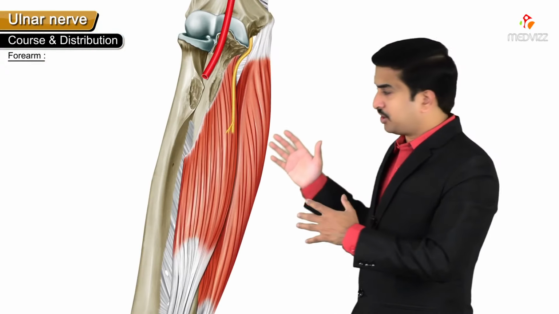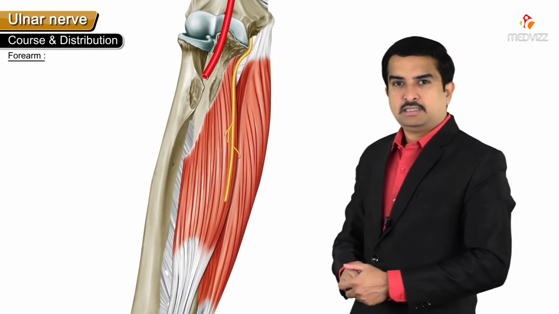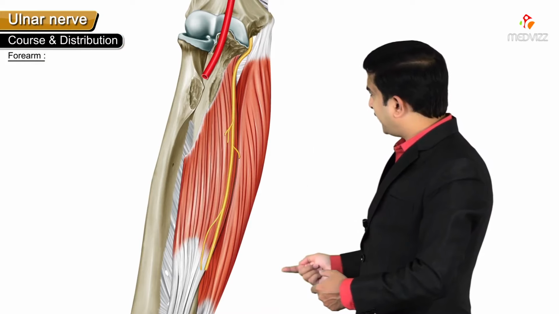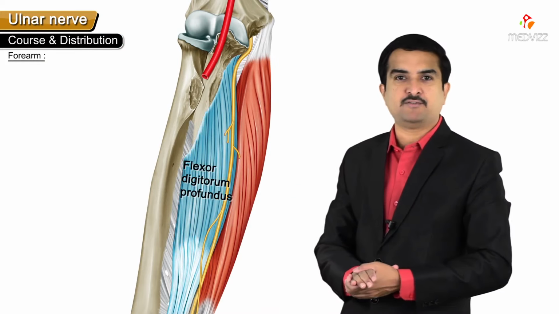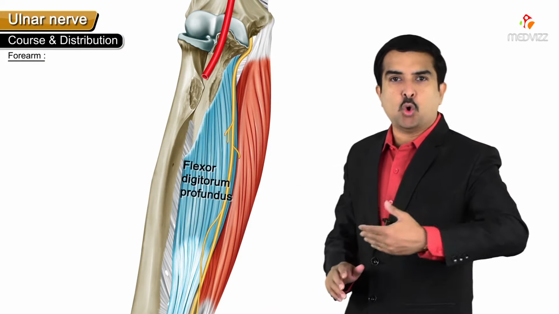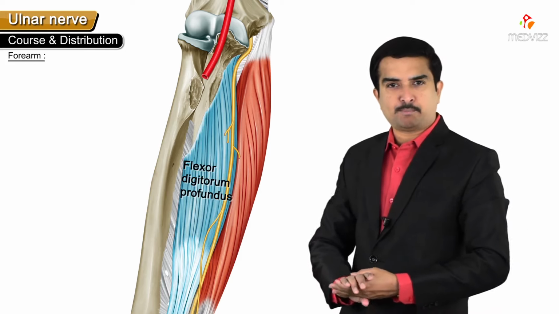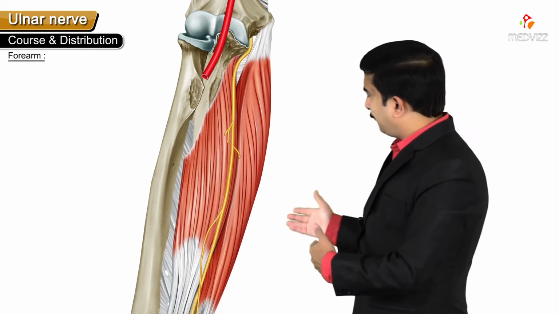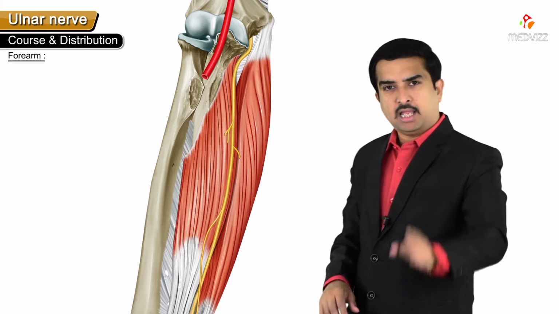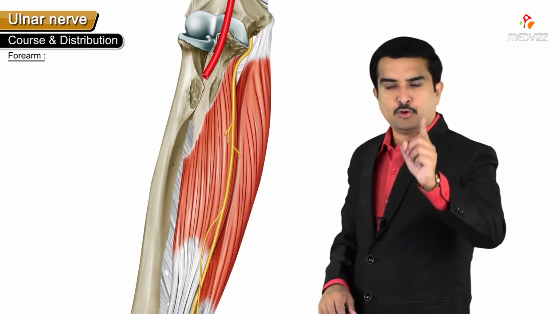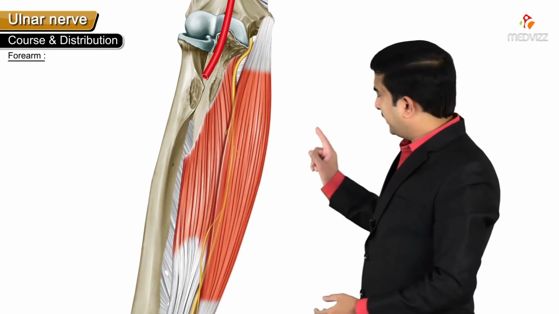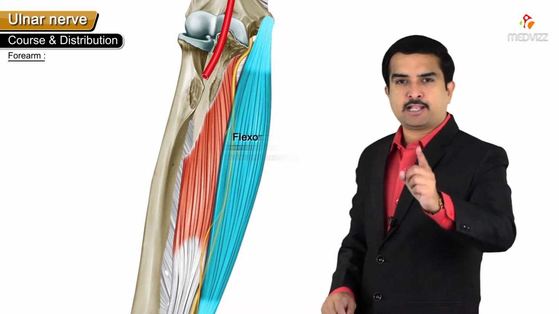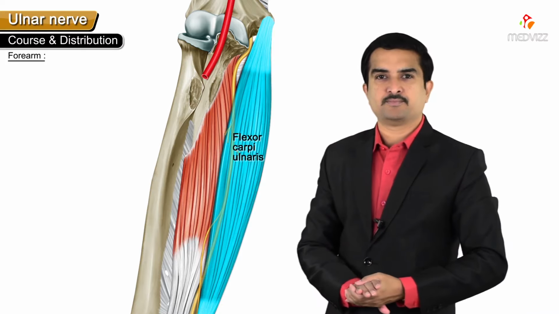Now the nerve descends down the forearm, that is superficial to the flexor digitorum profundus muscle, which means it runs over the flexor digitorum profundus. And if you see the forearm very carefully here, in the upper part of the forearm, the ulnar nerve is covered by the flexor carpi ulnaris.